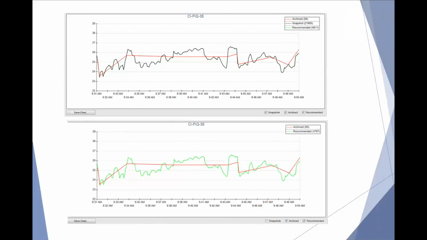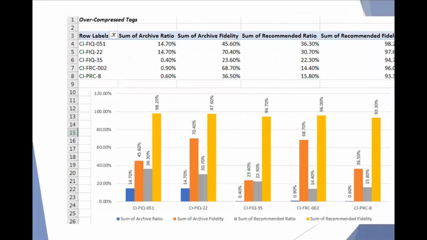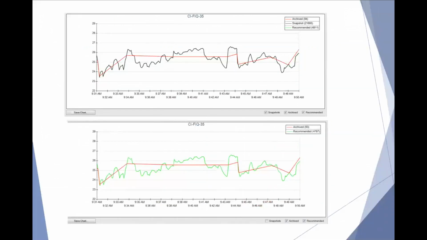This was FIQ35. The middle graph here is the one that represents the recommendation. You can see we've done an excellent job of improving the data fidelity. Obviously, that's what the recommendation graph shows in comparison to the snapshot values. We are collecting more data, but we have a far better quality of information going to the archive than we did before.